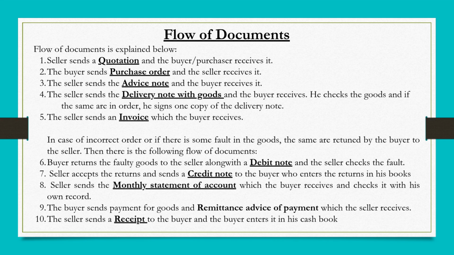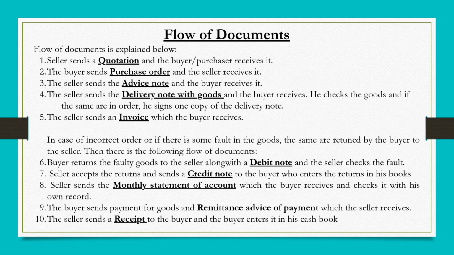Seller sends a quotation and the buyer/purchaser receives it. The buyer sends purchase order and the seller receives it. The seller sends the advice note and the buyer receives it. The seller sends the delivery note with goods and the buyer receives. He checks the goods and if the same are in order, he signs one copy of the delivery note. The seller sends an invoice which the buyer receives.